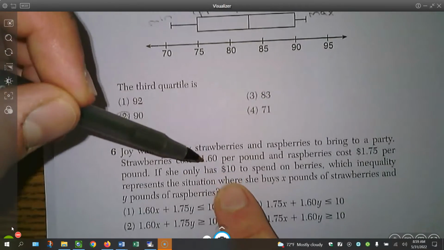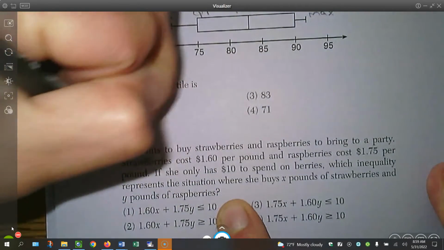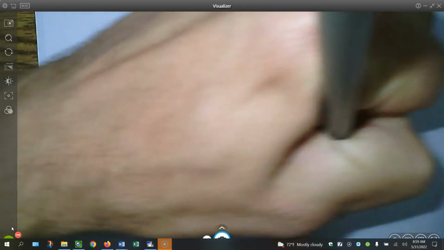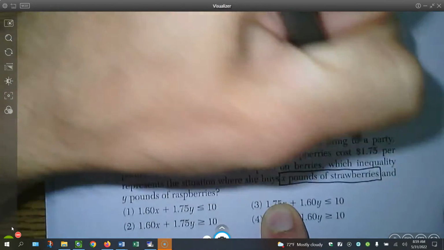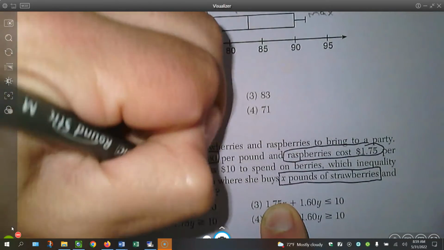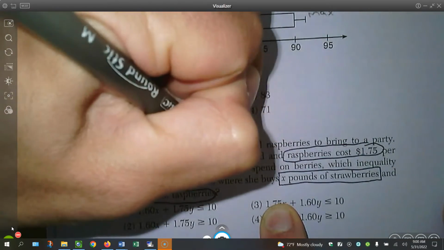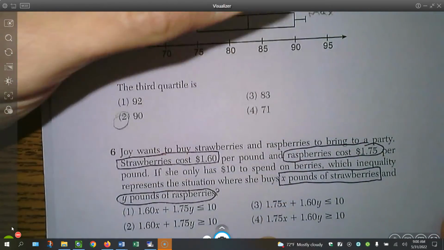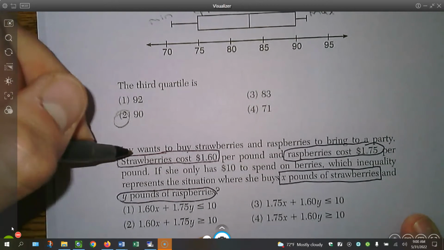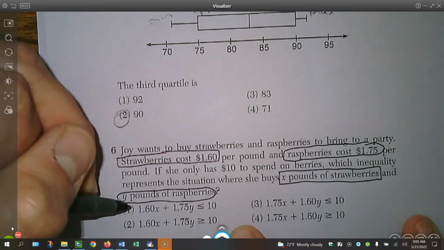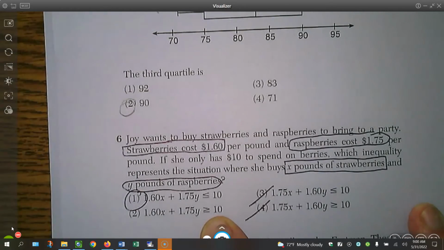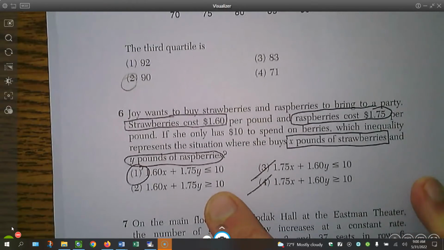Strawberries are $1.60 a pound. So strawberries are 160, x pounds of strawberries. Raspberries are 175, y is raspberries, and $10 to spend. Only $10, so they can't spend over $10. Strawberries are x and they're 160. So these are out. They can't spend more than they have, so this would be choice 1.